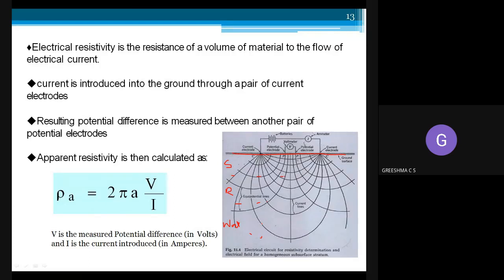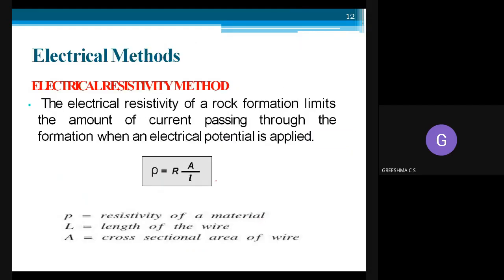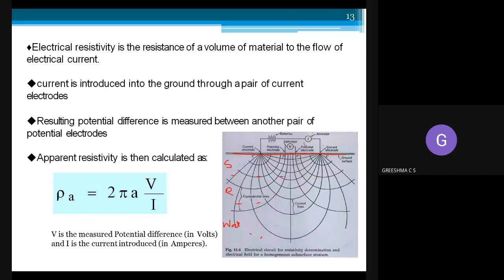So that is the basic principle used in the electrical resistivity method. That is what they have mentioned here: the electrical resistivity of a rock formation limits the amount of current passing through it when an electrical potential is applied. Electrical resistivity is the resistance of the volume of the material to the flow of electric current.